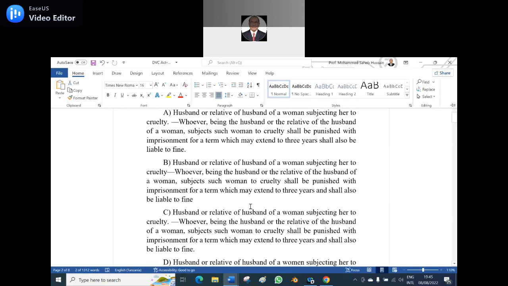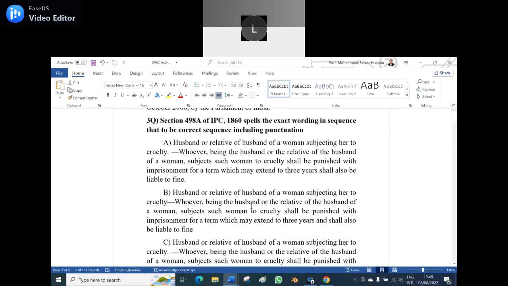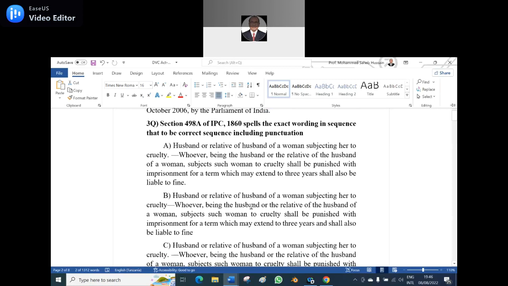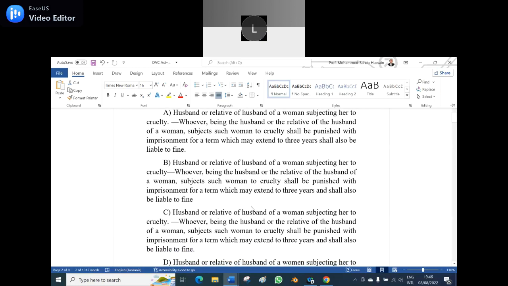Option C. Right. Can you tell me what is wrong in A? Years and shall. There should be an 'and' after 3 years, and I removed it. And what is wrong in B?